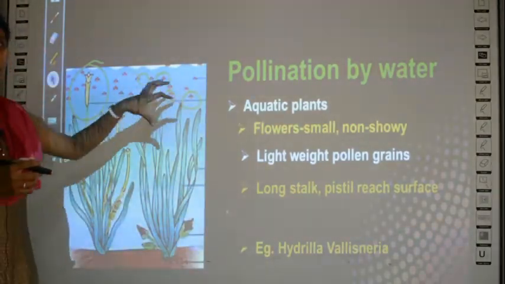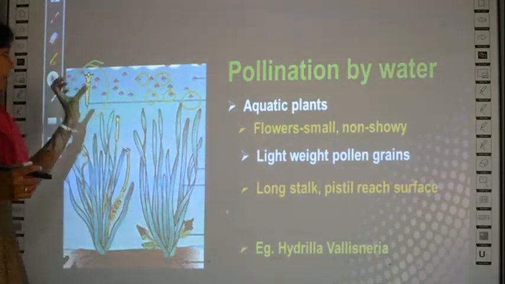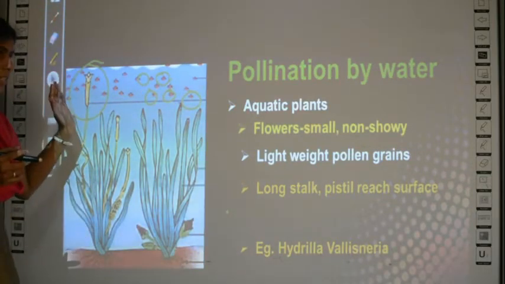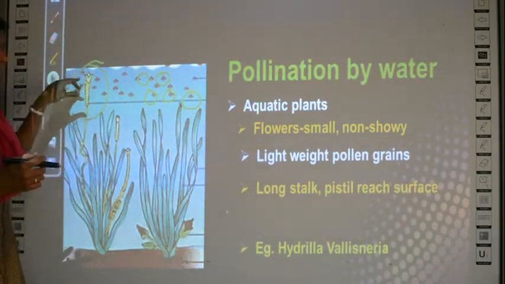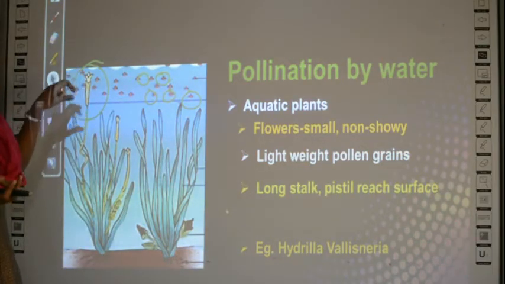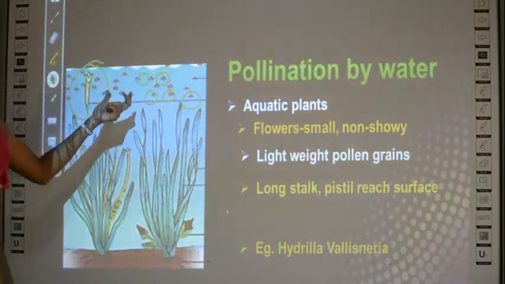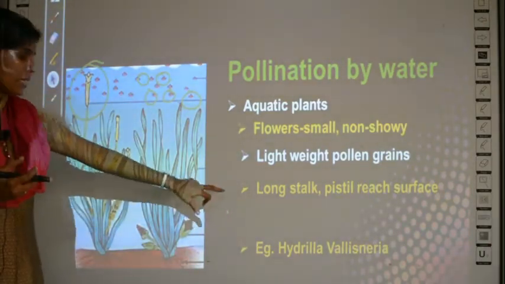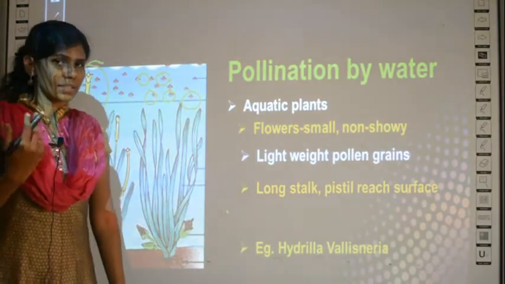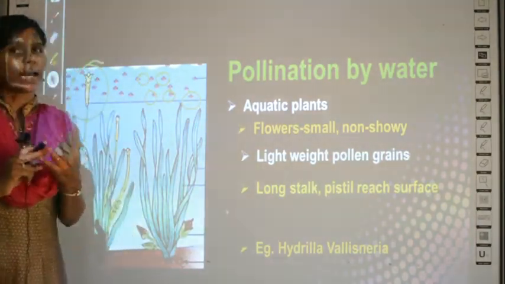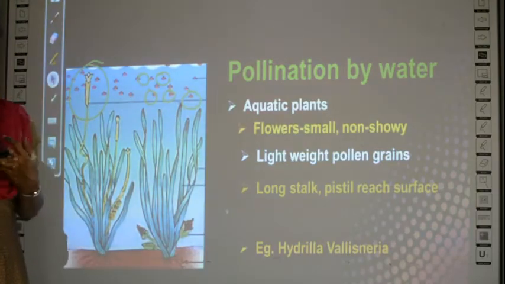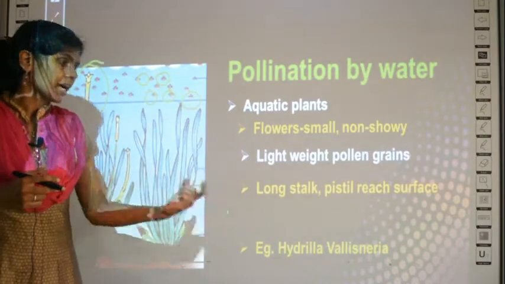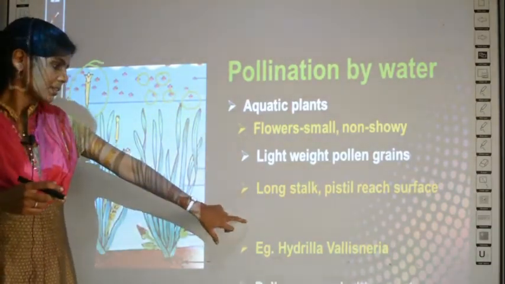See, you have many pollen grains, their number is very large, and the pistil, that is the flower, also reaches the surface because of the long stalk it has. Now these pollen grains will reach the flower very easily, and then pollination will happen. That is the transfer of pollen grains to the stigma will happen easily. This happens in aquatic plants. What are the examples of aquatic plants which can be pollinated? Hydrilla and Vallisneria are the examples.